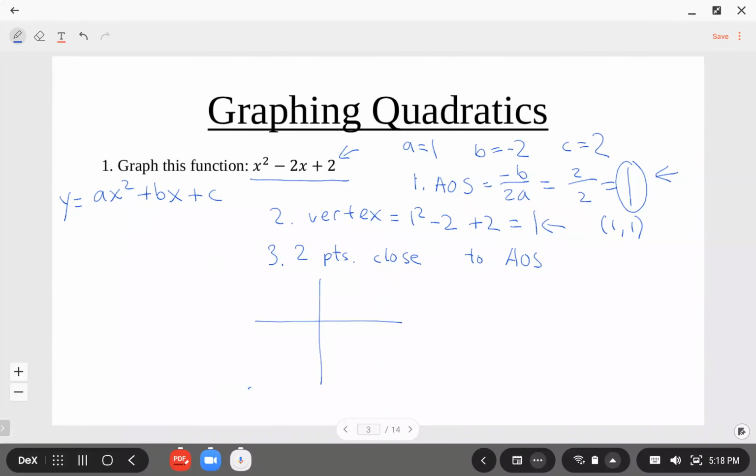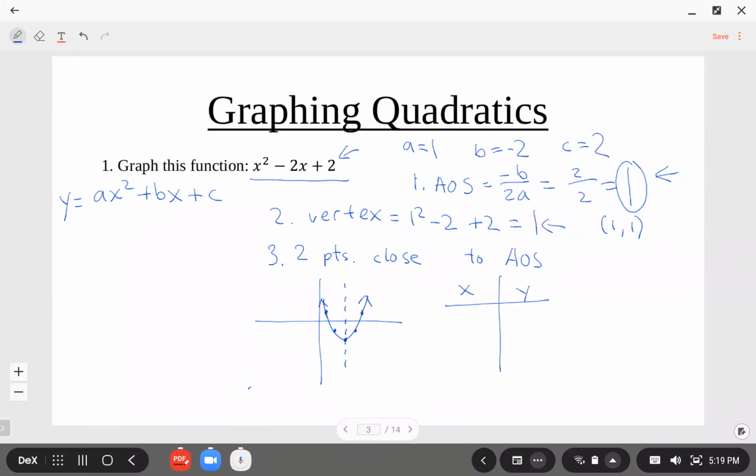Okay, so usually we find the AOS right here, find the vertex right here, and then you find 2 points that are close to the AOS, for example, right here and right here, and then using our AOS, because that's a line of symmetry, so the graph is going to be symmetrical, you can find 2 other points, and here is a U-shaped parabola right here. Okay. So that's how. So now we're going to find those 2 points, and basically we're just going to find 2 numbers that are close to our AOS, and then plug those numbers into our function.